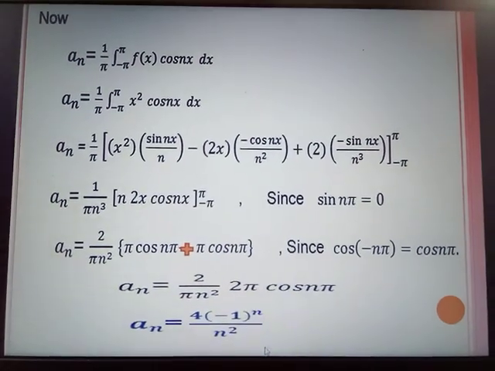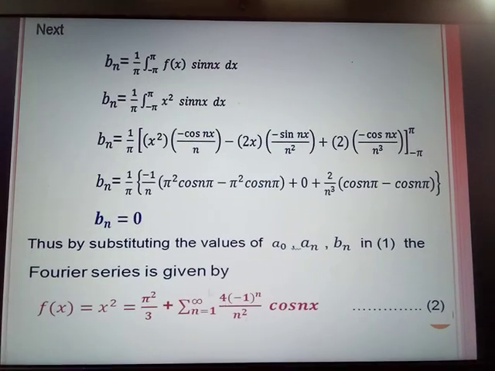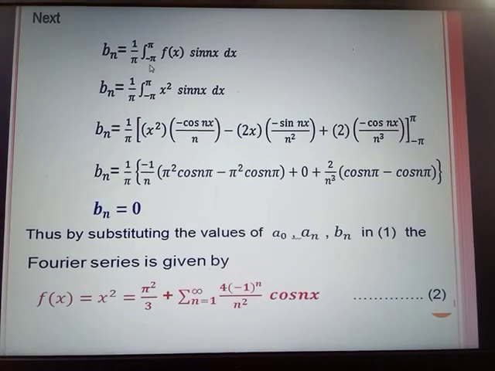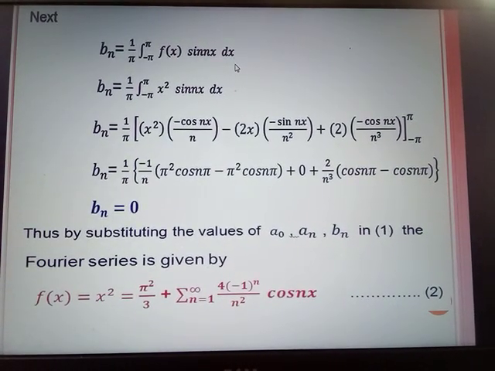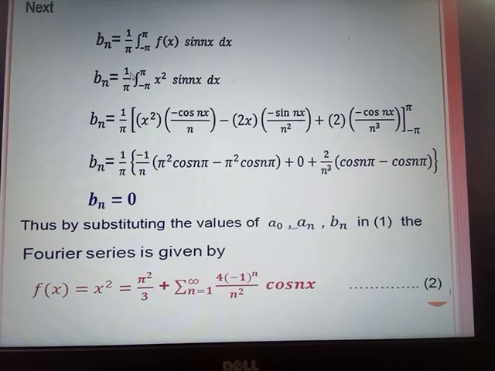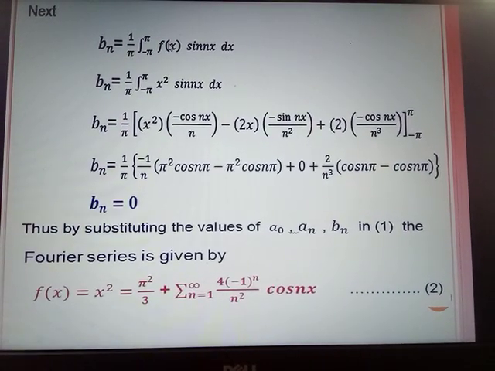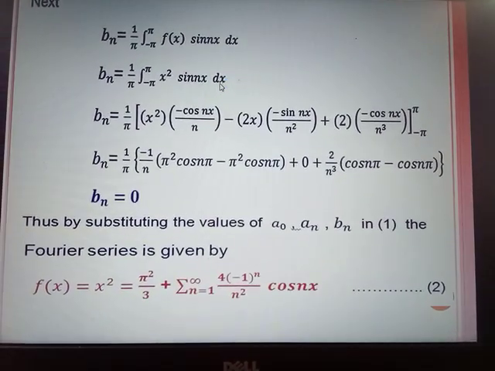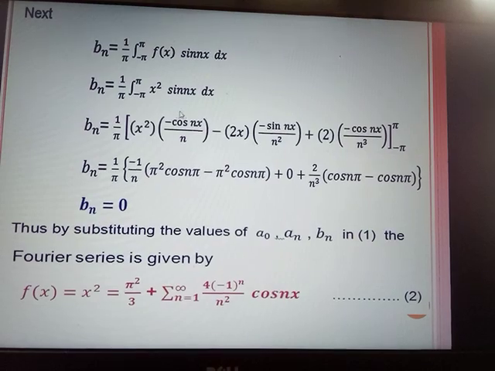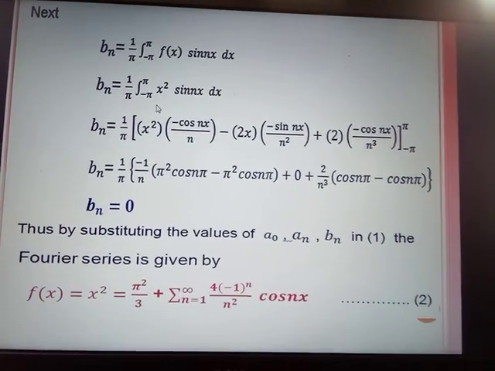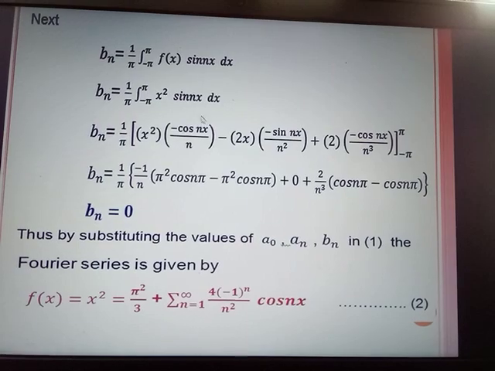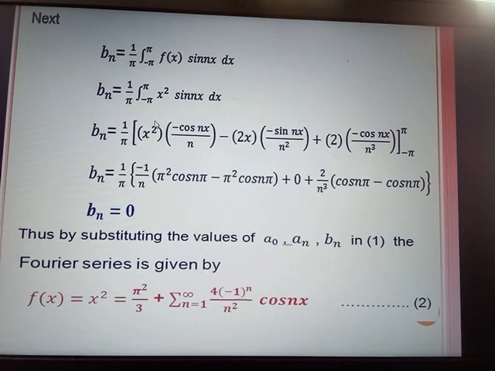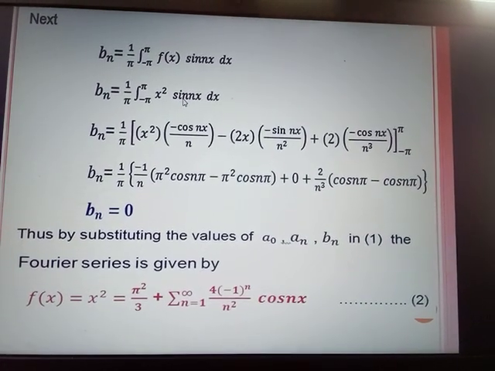Next, we have to find the value of bn. For that, bn is equal to 1 by pi integration from minus pi to pi f of x sin nx dx. Here f of x is x square, so bn is equal to 1 by pi integration from minus pi to pi x square sin nx dx. Again we have to apply Bernoulli's rule to find this integration. Again consider x square as the differentiating part and sin nx as the integrating part. Then bn is equal to 1 by pi, keep the differentiating part as it is, x square, and integrate this sin nx.